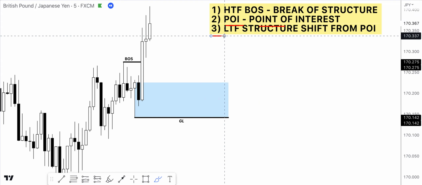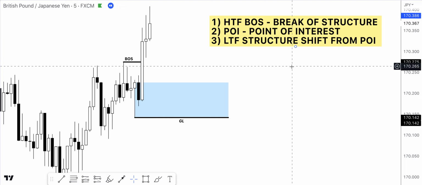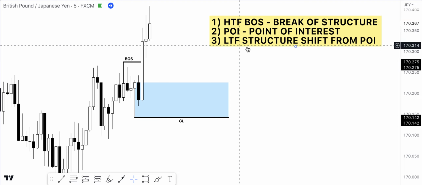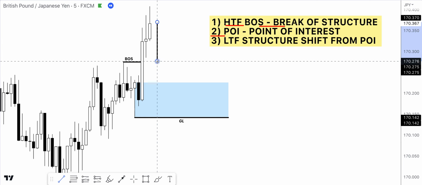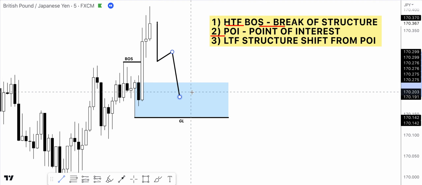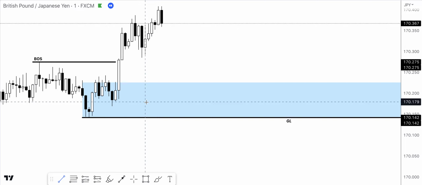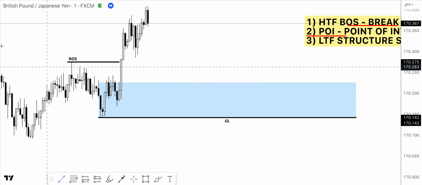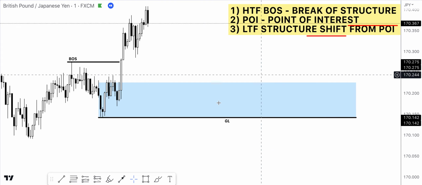Number three, once we've identified our POI, is a lower time frame structure shift out of our POI. Okay, lower time frame structure shift from POI. So we're looking for price, if and only if price comes back into our POI, then we can look for a long trade. Okay, so let's drop down to the lower time frame to show you guys exactly what we're looking for here. Let's move this across a bit so you can see clearly.